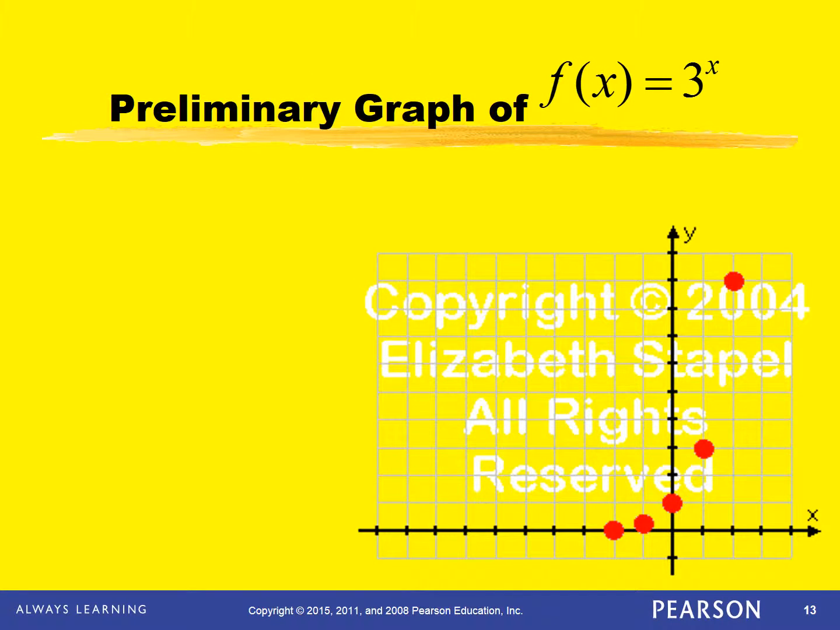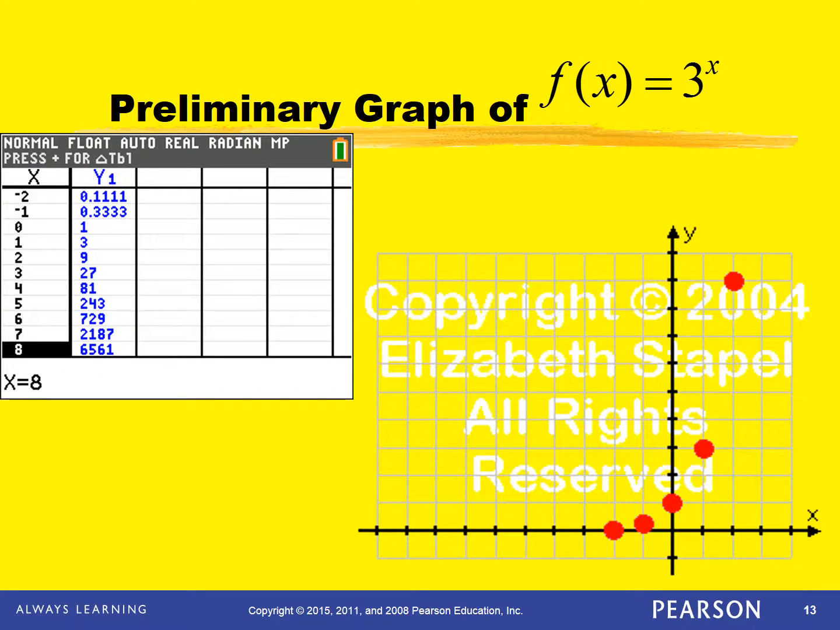So here's a preliminary graph of 3 to the x. These are the points that we had from our table. This is copyright Elizabeth Staple, and she reserves all rights.